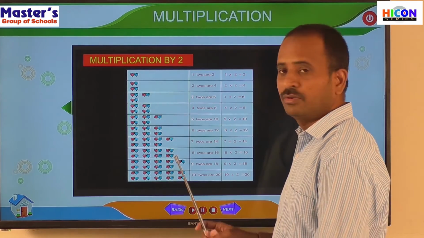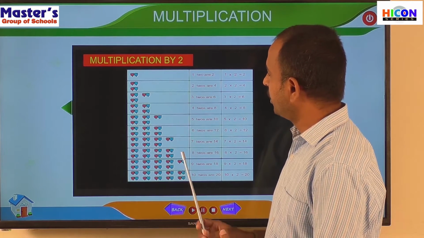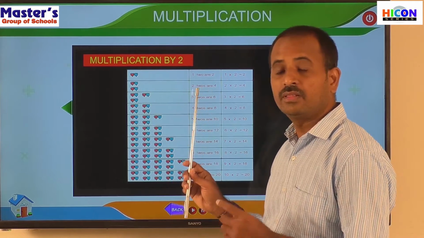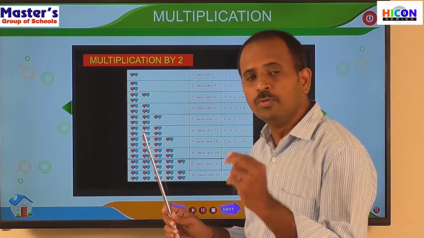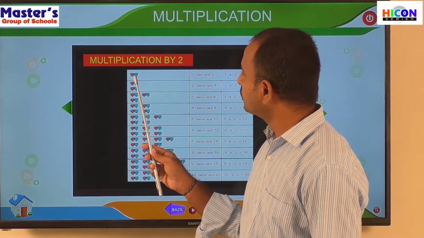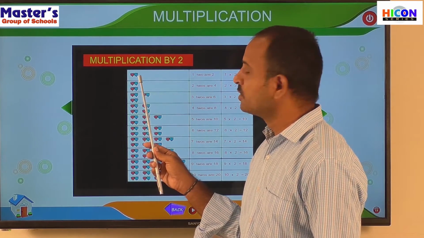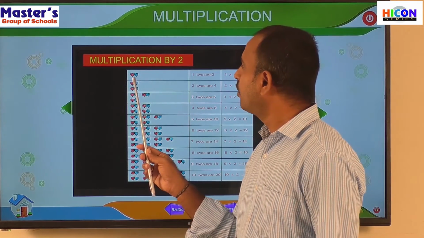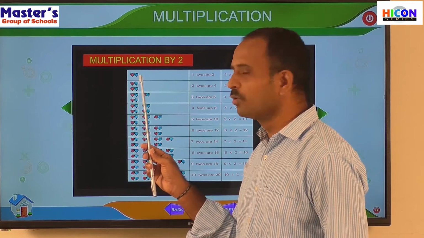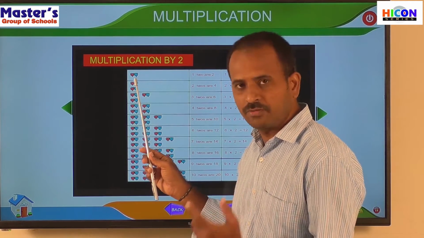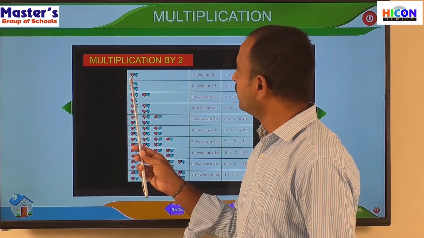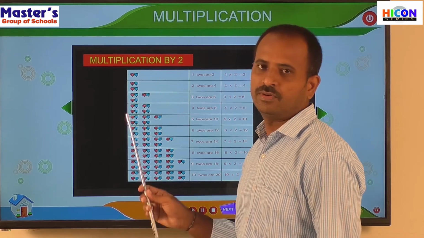So children, look at the screen. In the screen you are observing some flowers in each row. That means there are some groups of flowers in each row. In the first row we are observing one group of flowers. And how many flowers are there in each group? In this group there are 2 flowers. That is one red color flower and one blue color flower. That means in this group there are 2 flowers.